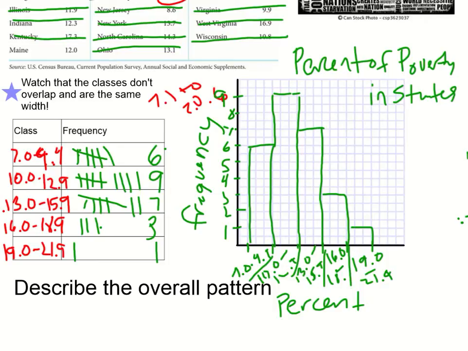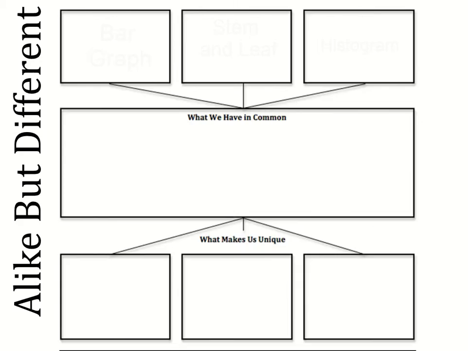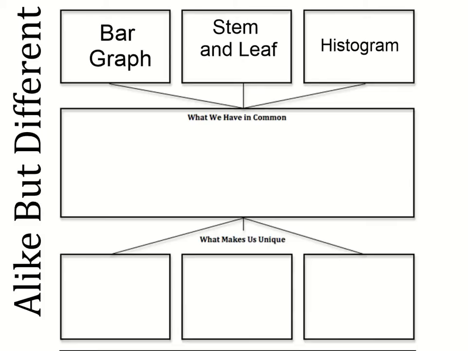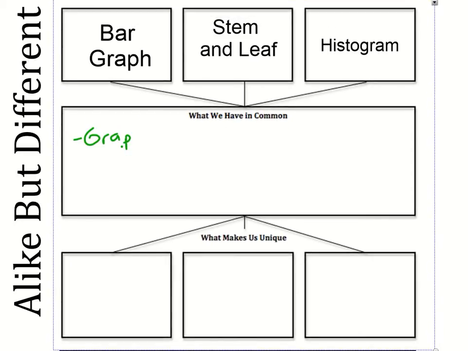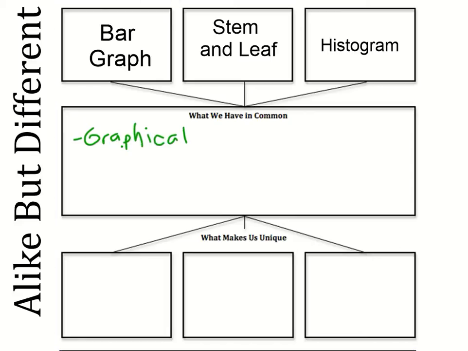And so if we think about some of the things we've talked about so far, this is a review of some of our old topics: bar graphs, stem-and-leaf plots, and histograms. What are some things that these all have in common? Well, they all graphically display data. They all help us see visual patterns.